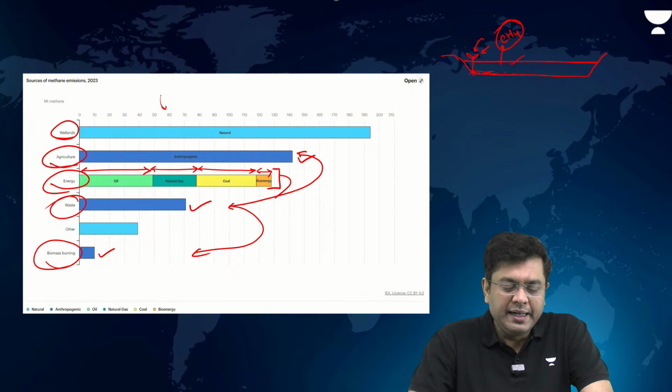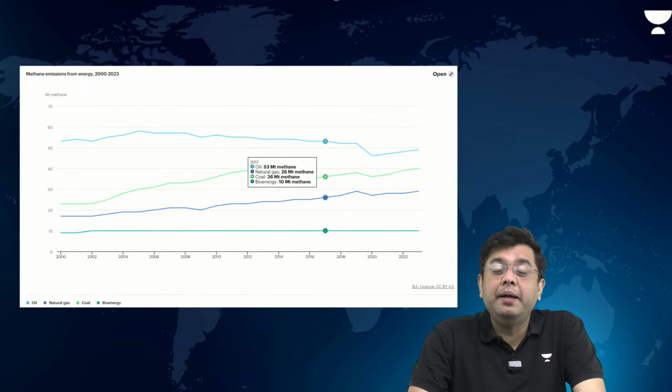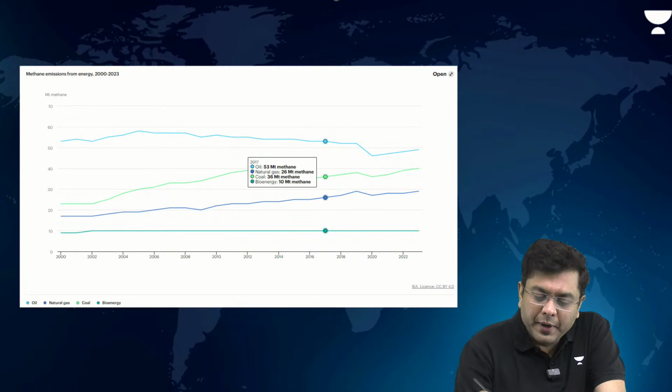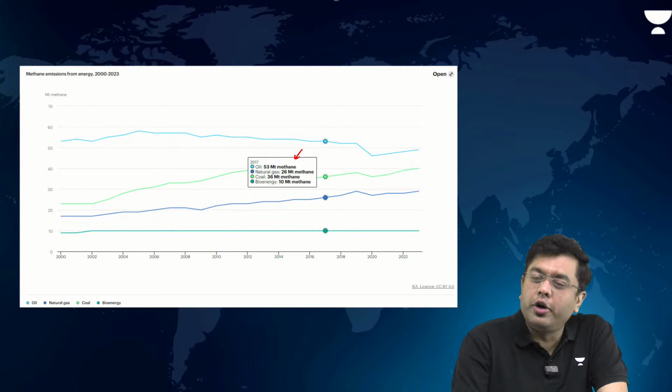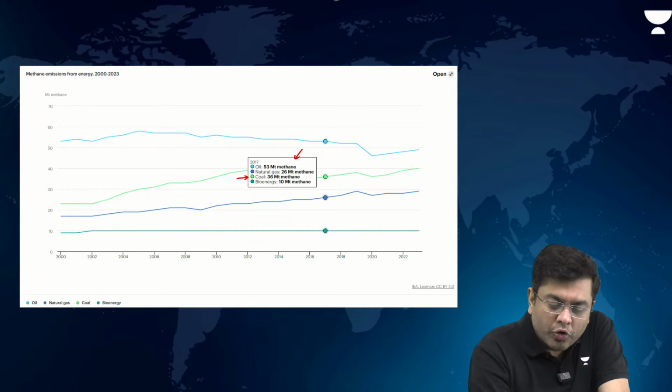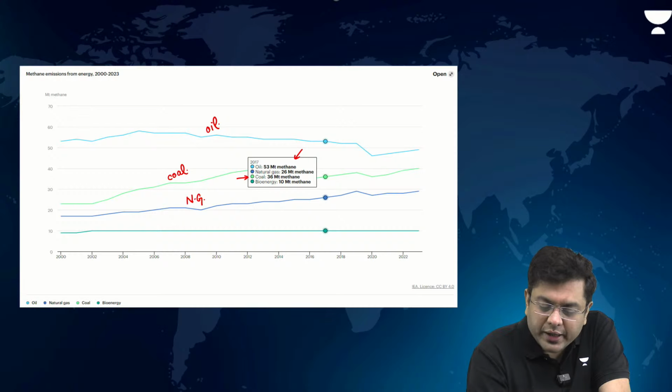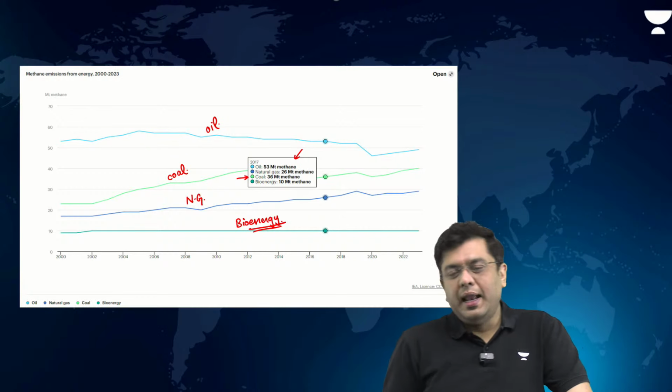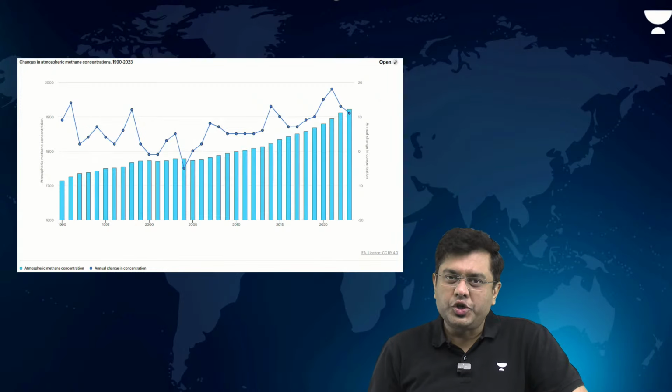Now, methane emission from the energy sources. Here, oil is the biggest contributor, followed by coal. This is your coal, this is oil. Then after that, you have natural gas and even bioenergy. These are some of the large contributors of methane emission.